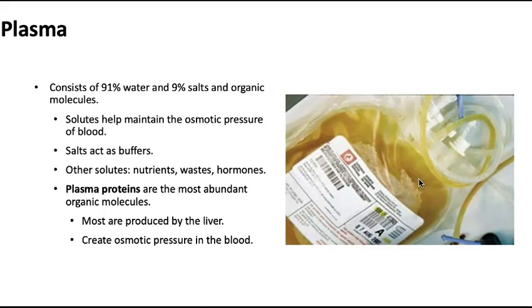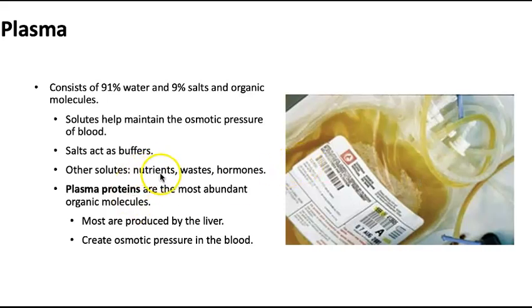Now let's talk about plasma. It's going to consist about 91% of water and 9% salts and organic molecules. The solutes are helping it to maintain an osmotic pressure of blood, meaning that the salts are acting as buffers, essentially making sure that we attract enough water into the blood, but not too much.